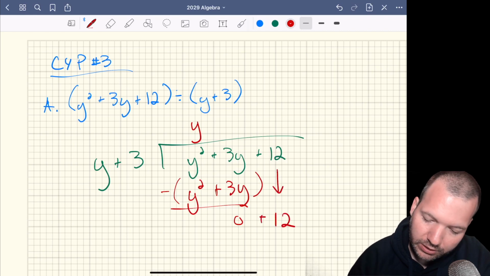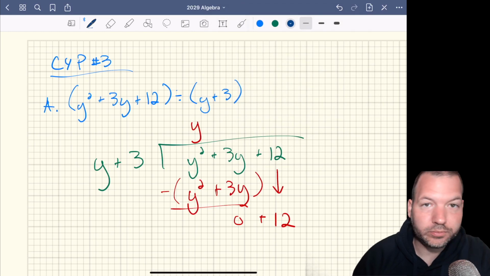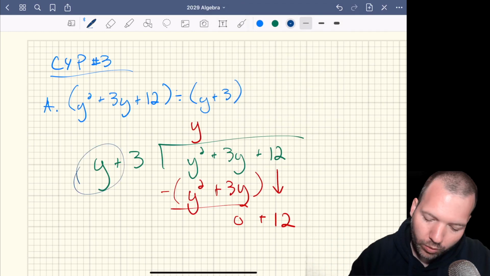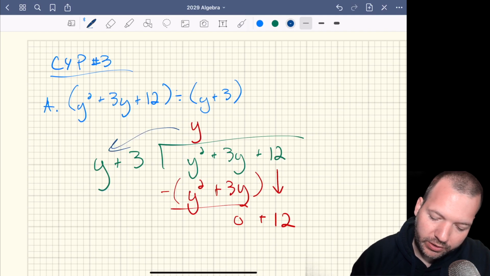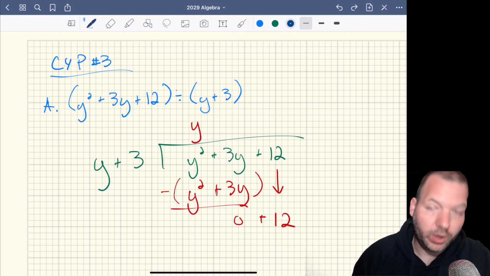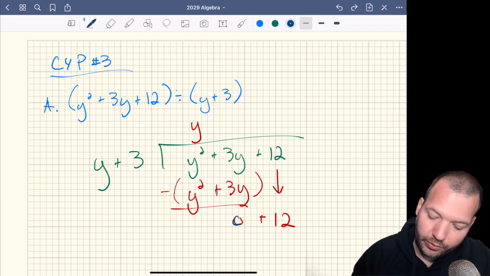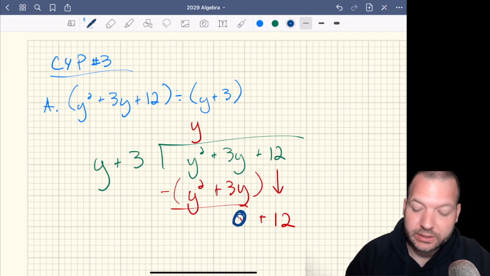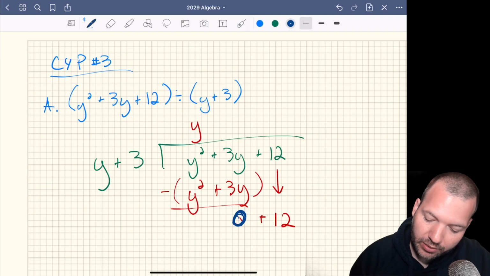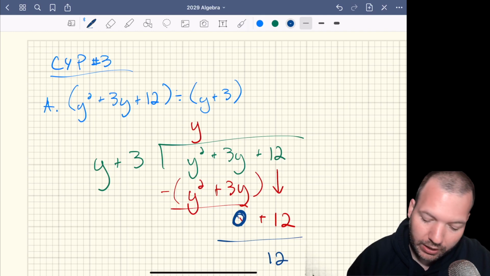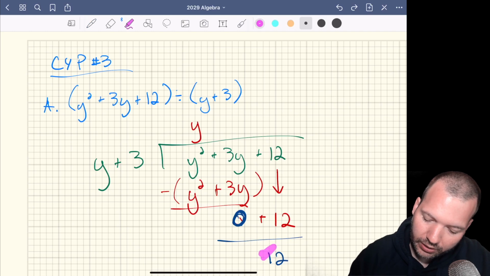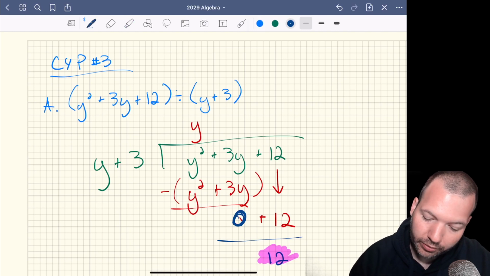Okay, don't love this example because you're going to get confused, so I'm popping in here. Pop! What times y makes a y squared? Y, right? But then when we distribute here, we get y squared plus 3y. And when we subtract, we already get 0. So by the time we bring down the positive 12, all that's left over is 12, right? 0 plus 12 is 12. And nothing times y is going to make 12. So this is already our remainder. 12 is already our remainder.